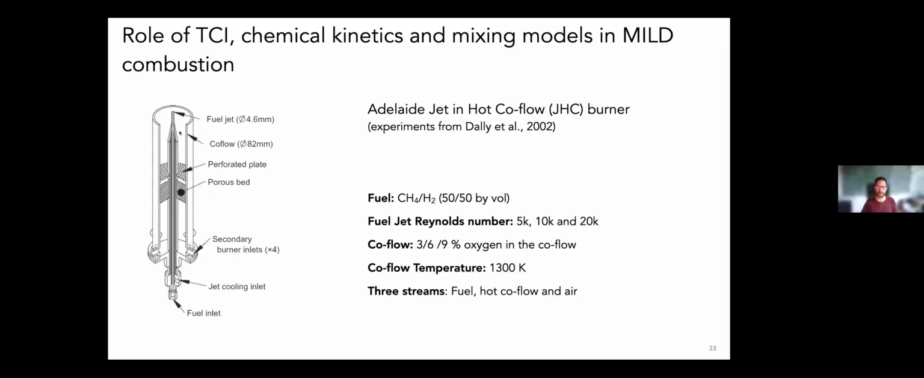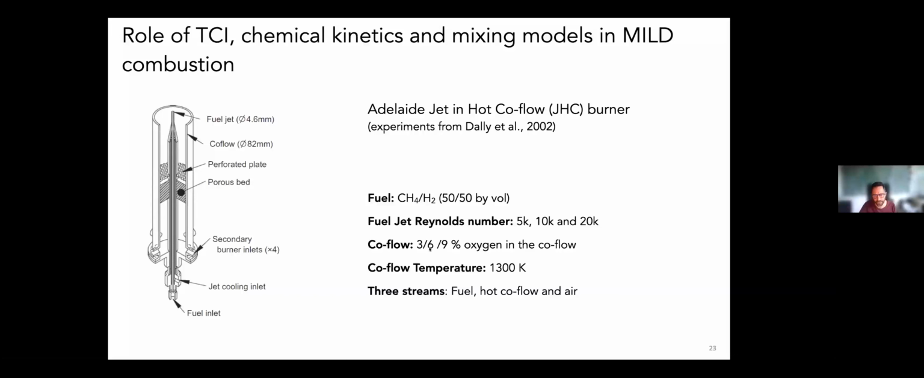So the first one would be the Adelaide jet in hot co-flow. Many of you probably know that. This is a prototype flame, which has been used for MILD combustion. It doesn't have the typical recirculation that you have in MILD combustion systems, where the dilution of the charge is driven by the mixing with the recirculation. Here, the recirculation is achieved by artificially diluting the co-flow using an upstream burner, so that you have combustion products and some oxygen in the co-flow.